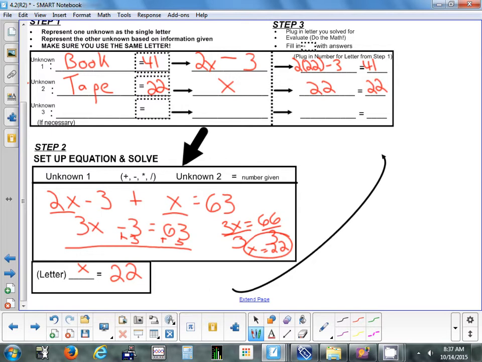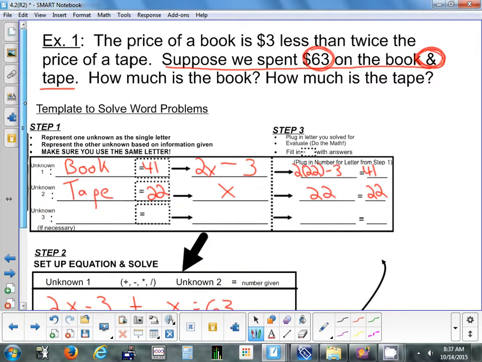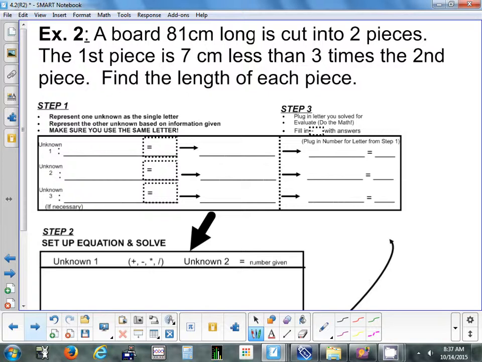All right. Let's look at example 2. Was this example 1? Yeah. So example 2. You're on the back side now, guys. This one said a board is cut into 2 pieces. All right. So what should we set up our unknowns as? If you read that second sentence, it kind of tells you what to call them. Yeah, the first piece and the second piece. All right, so we got first piece, second piece.